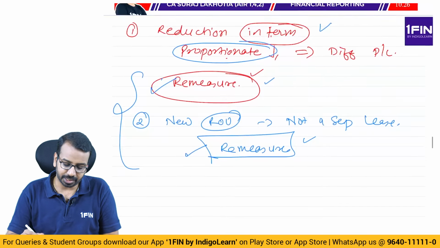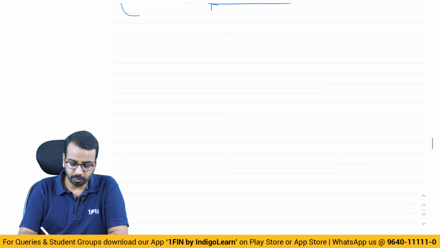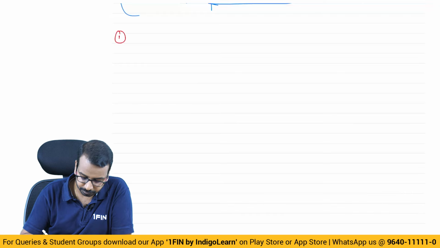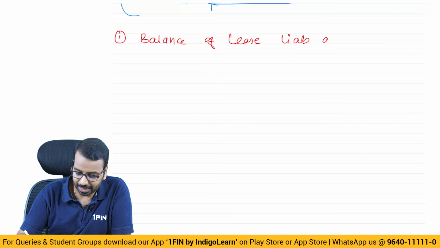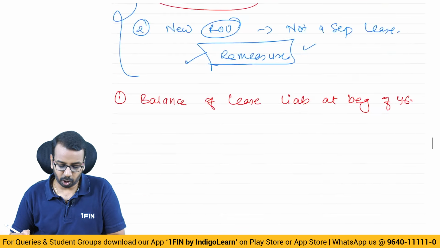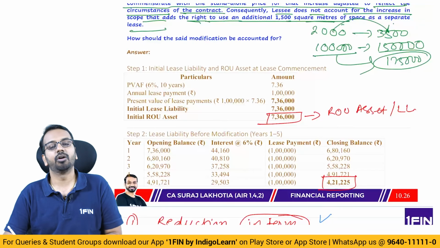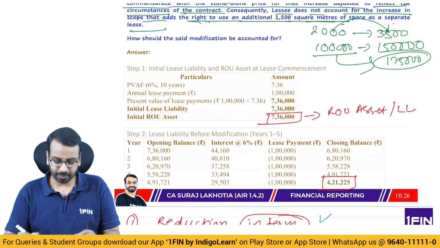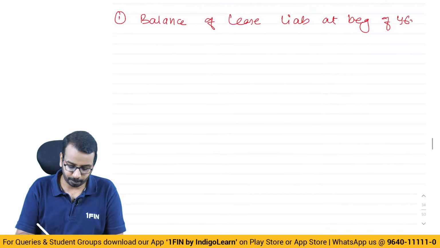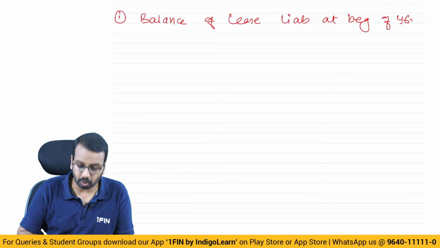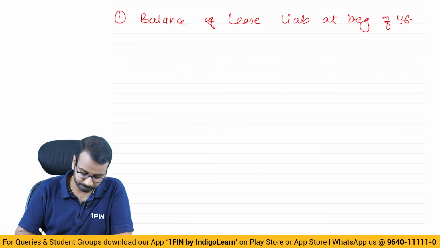Okay. So, first reduction in term. For that, what do we need to know? We need to know the balance of lease liability at the beginning of year 6. How much is the lease liability at the beginning of year 6? We have already calculated in the previous question, 421,225. If you want, I can do it again for you, or if you are confident enough, you can skip this part.